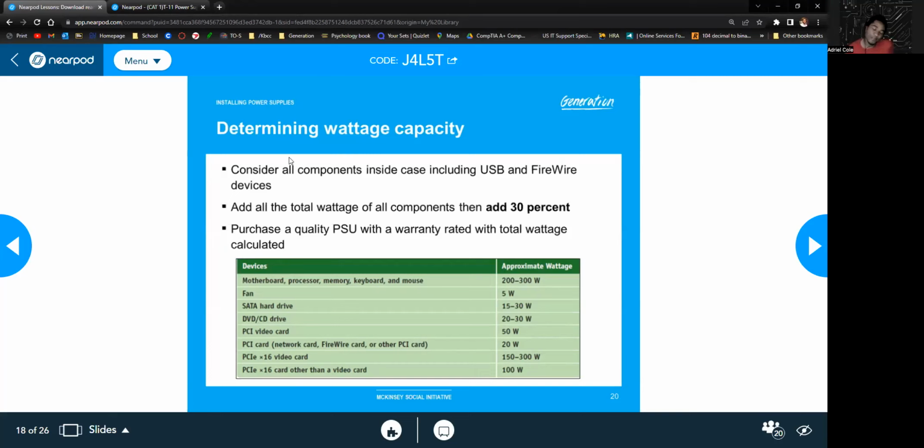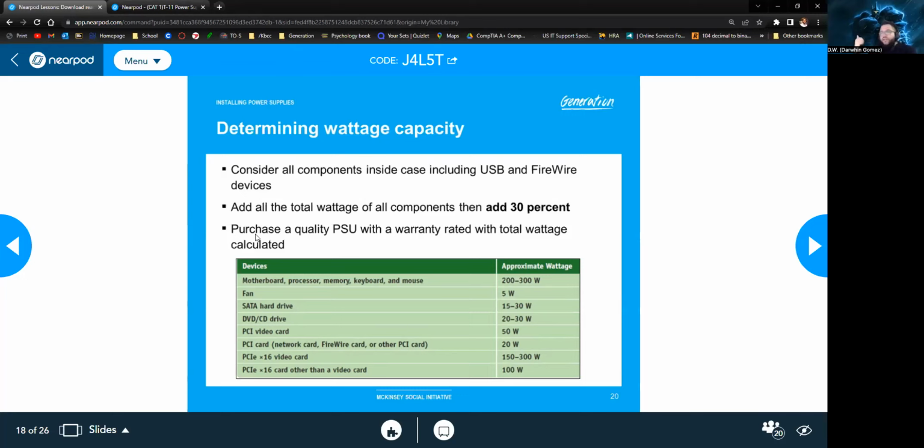Okay, so determining wattage capacity. This is kind of what I was talking about. You consider all your components inside the case, including your USB and FireWire devices. If you have devices connected to your USB, you consider those as well. Then you add all the wattage for those components, and once you have that total, you add 30% to that. This is for the test. In real life, I think you need to go above that, but minimum 30% above.